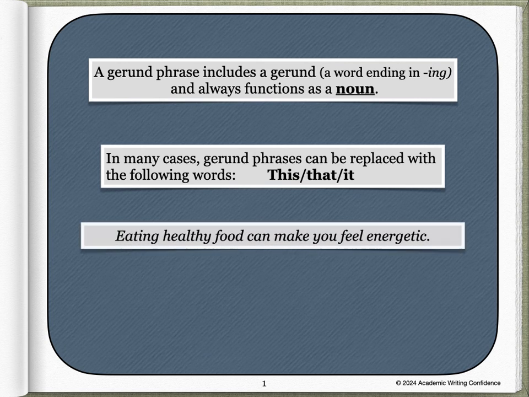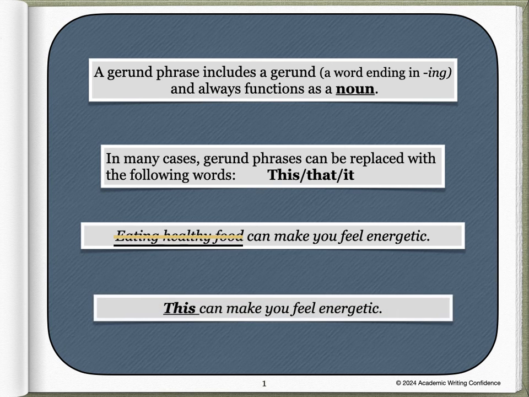Let's look at this sentence. Eating healthy food can make you feel energetic. The gerund phrase in this sentence is the words eating healthy food. If we replace that with the word this, our new sentence would be, this can make you feel energetic. You can see that this would make sense.